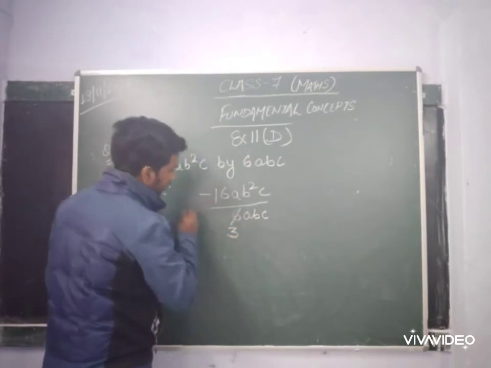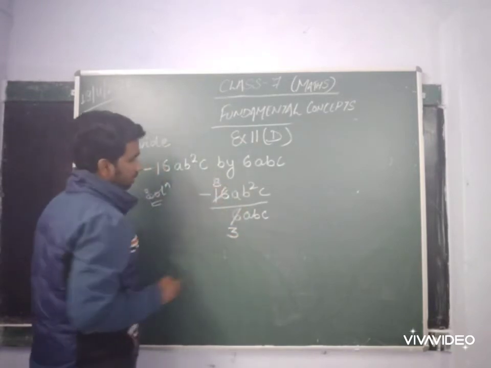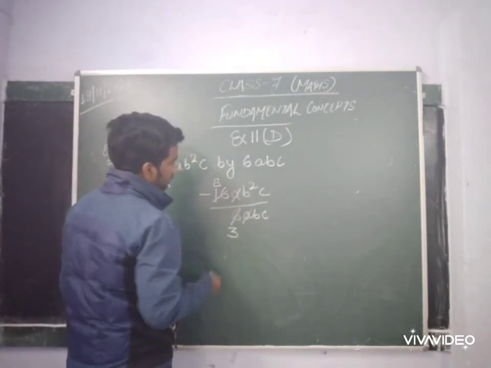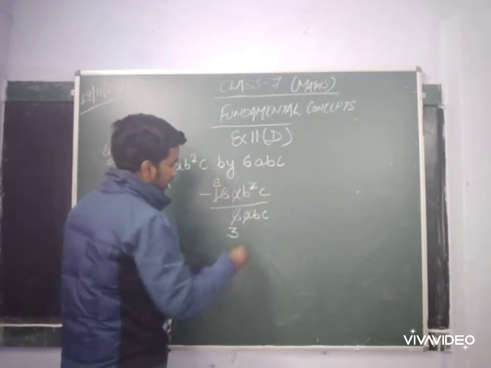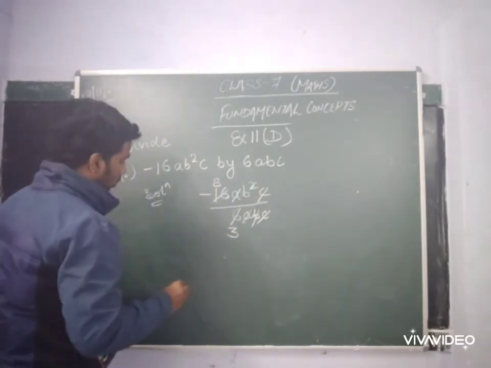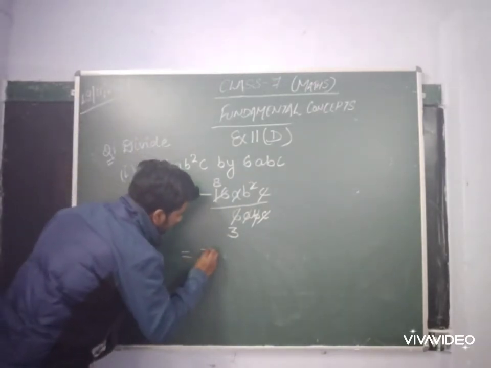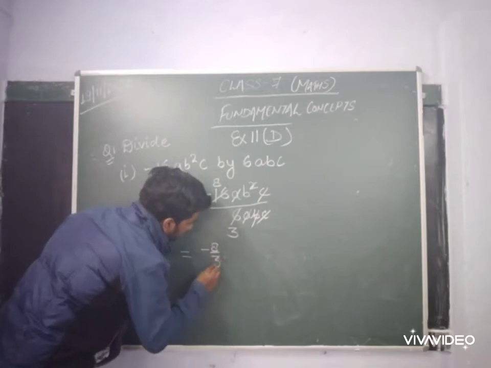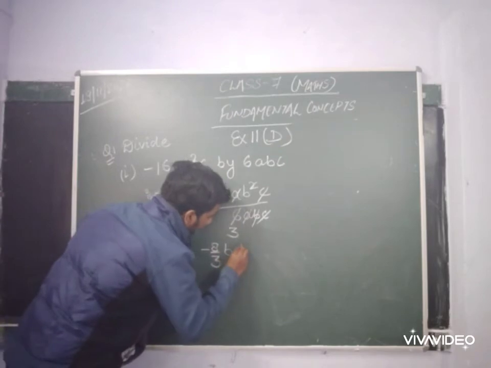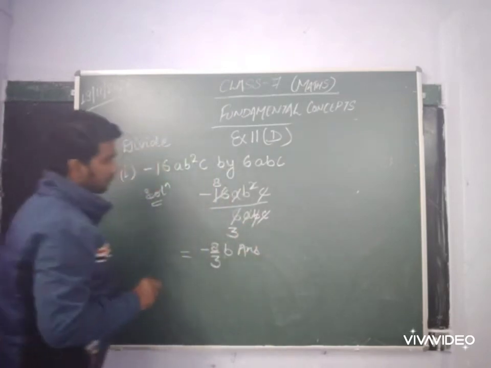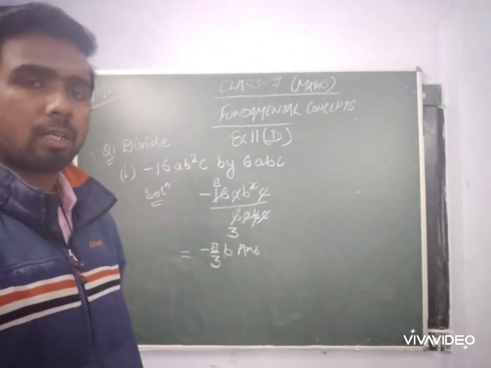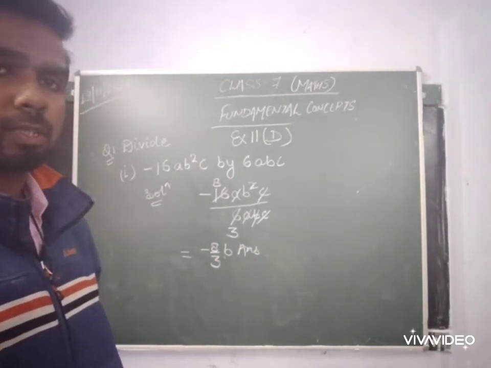2 3s are 6 and 2 8s are 16. Clear? So now this can't be solved further. A and A will be cancelled. 1b will be cancelled from here and b will be cancelled from here, and c will be cancelled. So what is left with us? That is minus 8 upon 3 and only b is left. Clear? So this is your final answer. So I hope you have understood. Okay, take a look, then we will move on to its next part.